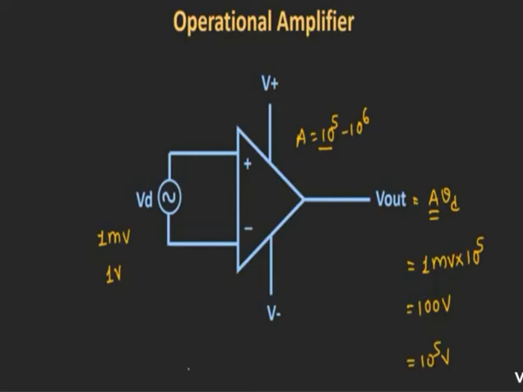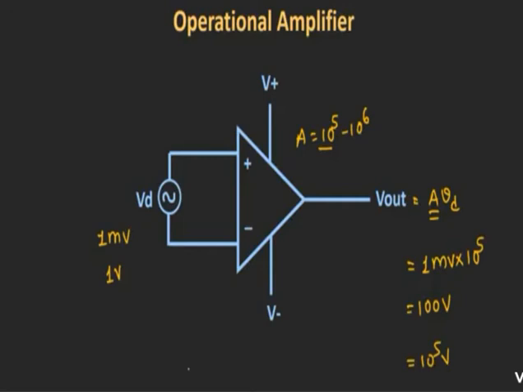Now this operational amplifier is a high gain amplifier. The value of gain is usually in the range of 10 to the power 5 to 10 to the power 6. So let's say we apply 1 millivolt between the two terminals and the gain is equal to 10 to the power 5, then at the output theoretically we should get 1 millivolt times 10 to the power 5, which equals 100 volts.